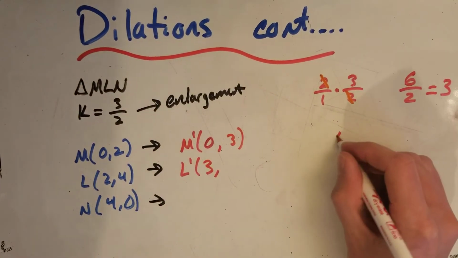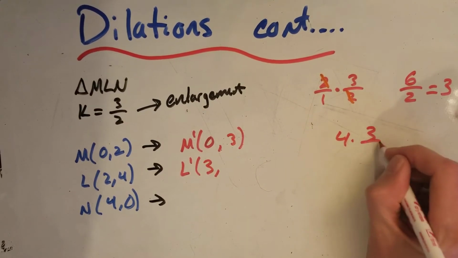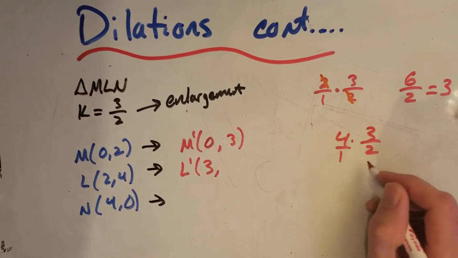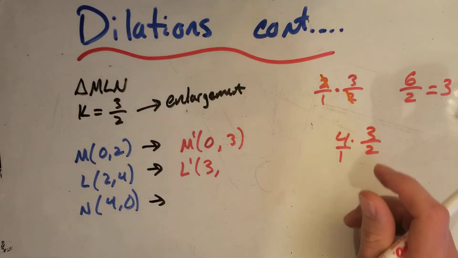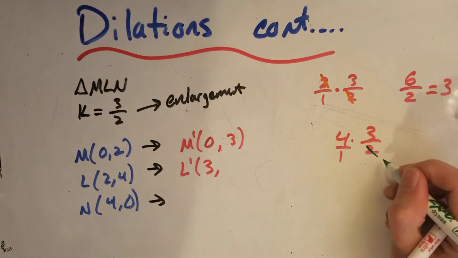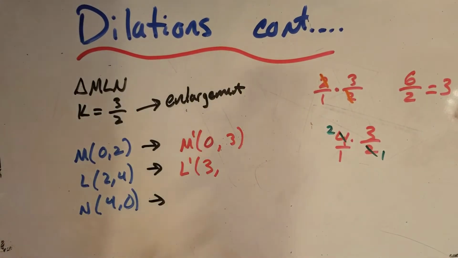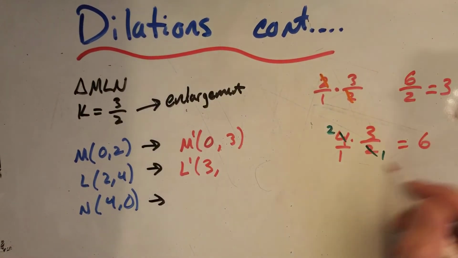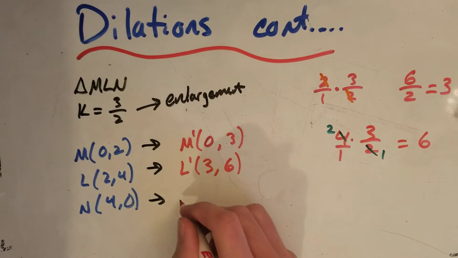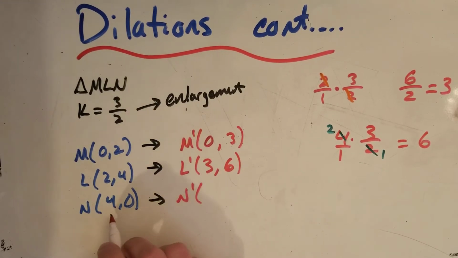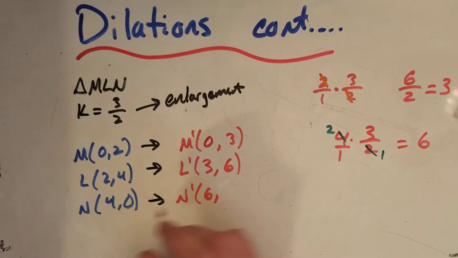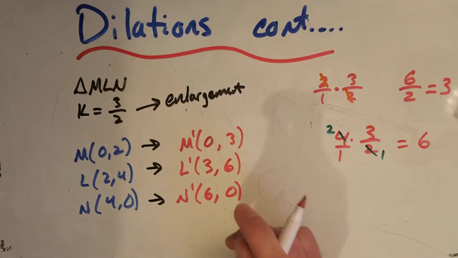And 4 times 3/2. Again, I'm going to make it 4/1. I like to cancel, I think it's easier. So 4 cancels to 2, 2 over 1, 2 times 3 is 6. So you're going to end up with a 6 here. And with N prime, you're going to have another 4, so there's a 6 again. And 0, it's going to be 0.